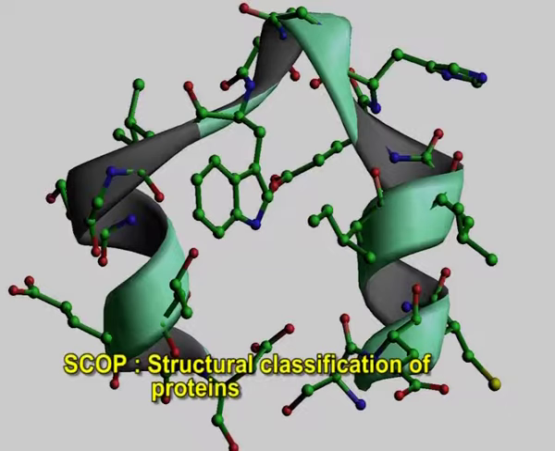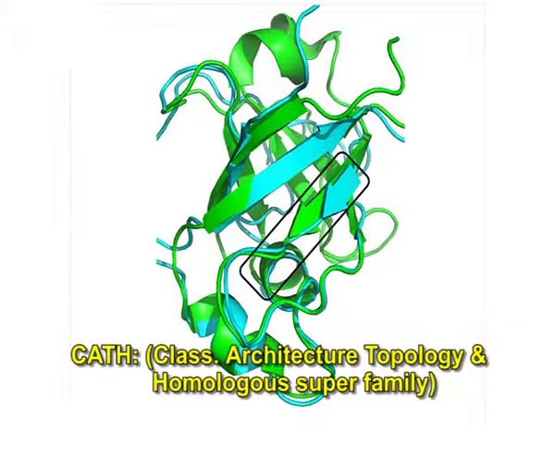Many of these amino acid sequences can be grouped in a family of proteins with a common structural domain. Most popular structural databases are SCOP, that is Structural Classification of Proteins. Second is CATH: class, architecture, topology and homologous superfamily.